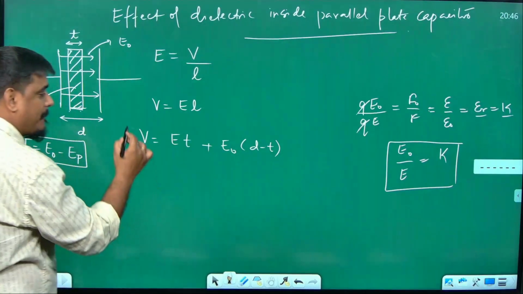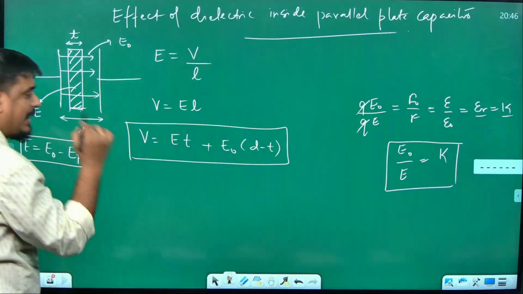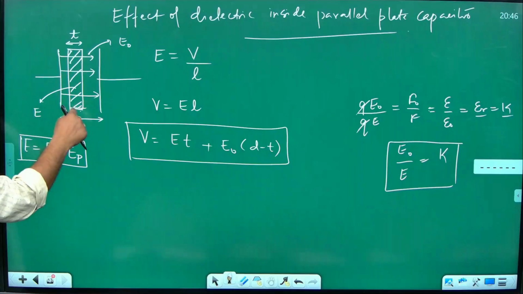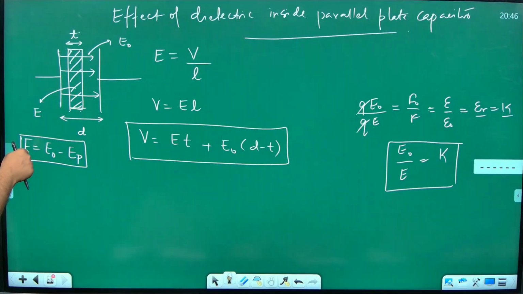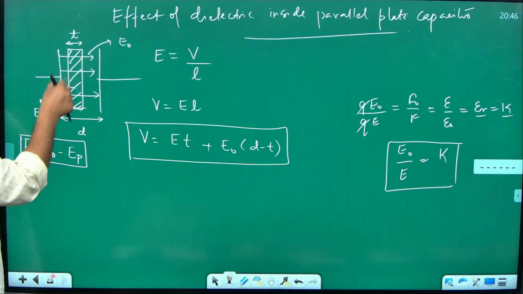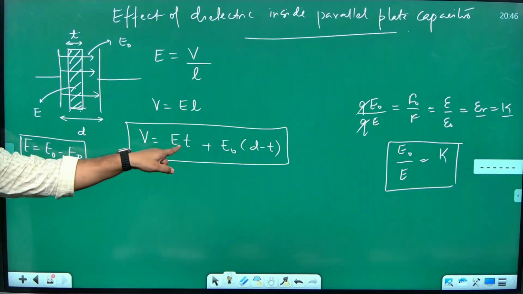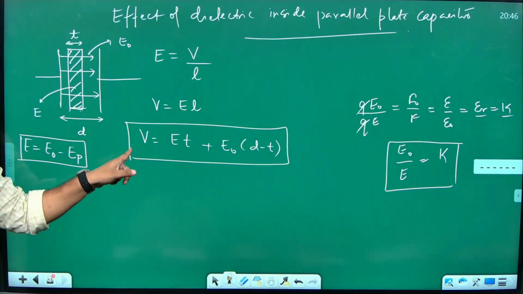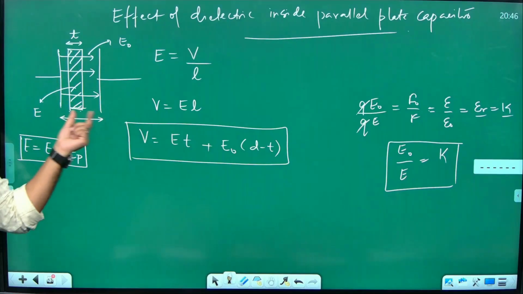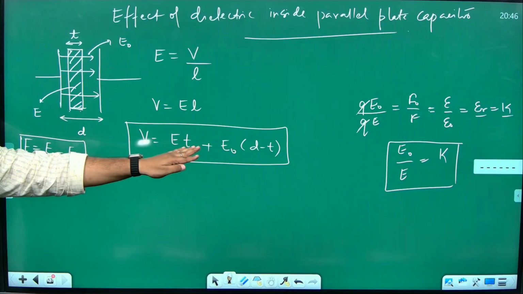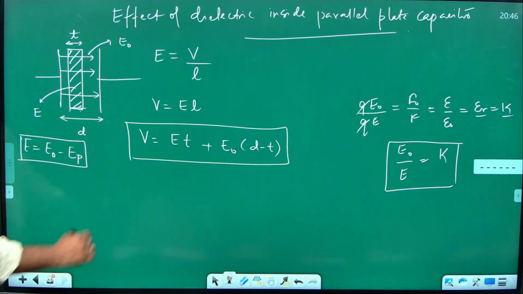Do you agree with me? Because here the electric field is not E naught, E is there. But in the remaining region, what is the electric field? E naught. So electric field multiplied by distance only gives potential to me. But for the dielectric part I am taking T, remaining part I am taking D minus T. Any doubt in this? I proceed.